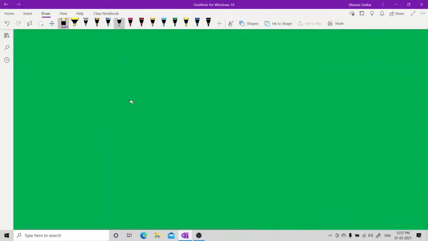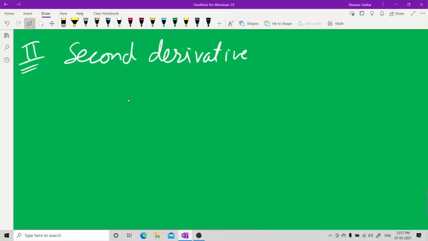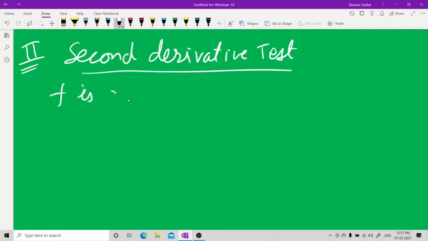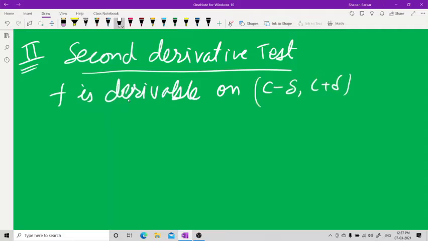Now the second method, the second derivative test. That was the first derivative test, and this is the second derivative test, the method we will use. This is, if f is derivable on c minus delta to c plus delta, that is, small little intervals. This is c, this is c plus delta, and this is c minus delta.